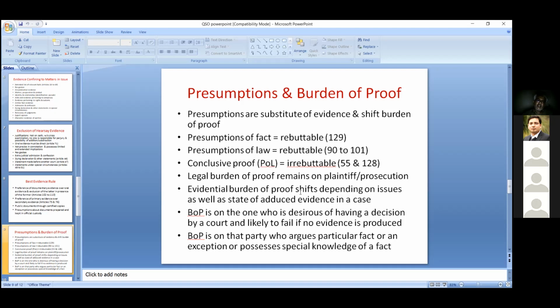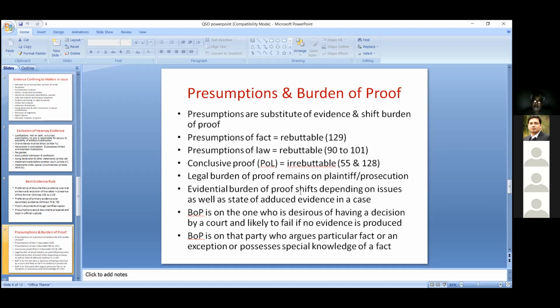And then there are presumptions, different kinds of presumptions in the law of evidence. And on the basis of those presumptions, certain facts could be concluded. If we survey the Qanun-e-Shahadat Order, we will see that there are 3 kinds of presumptions mentioned in it. One is presumptions of fact. There are a number of illustrations of this category of presumption in Article 129.